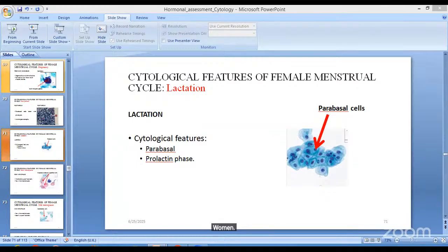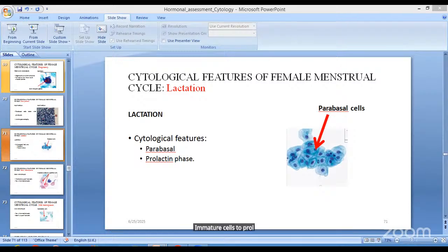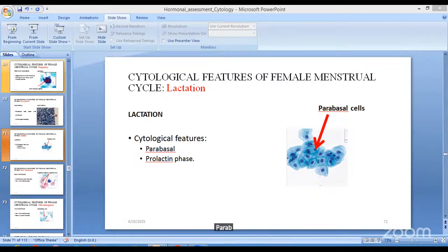So prolactin secretion from the pituitary will cease estrogen activity. At that point, there is not going to be stimulation of immature cells to proliferate or mature. They stay there as immature. So what you find is a parabasal cell pattern.